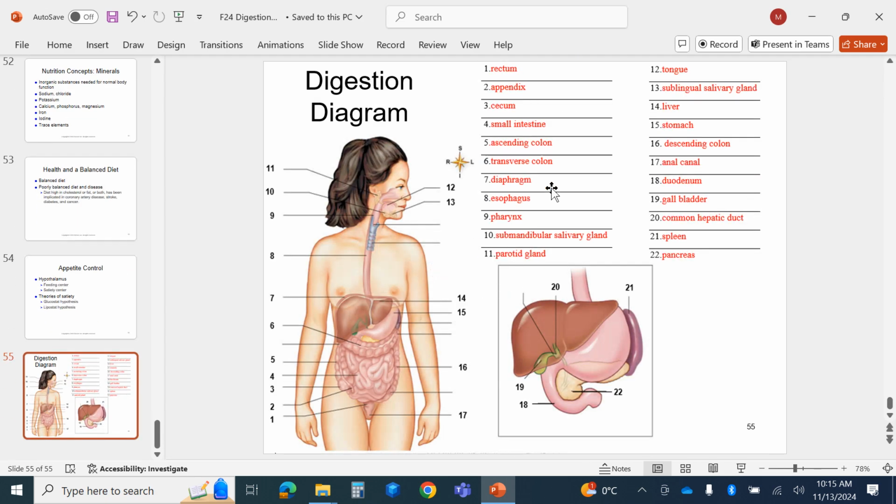Digestion diagram from rooter to tutor. Everything there is pretty good. We didn't really go into the spleen, but we will later on. Okay, but all of this is good stuff. Have a look at it.